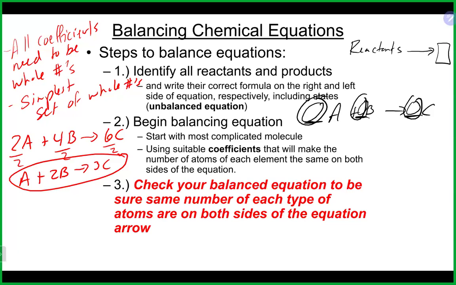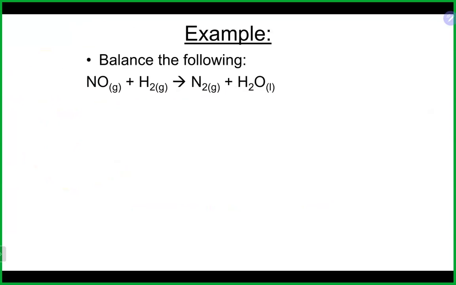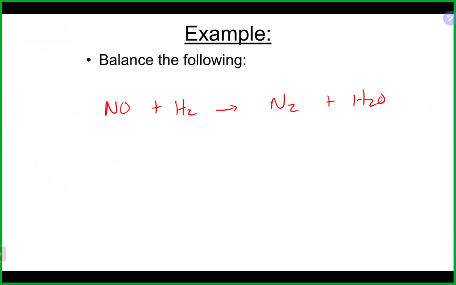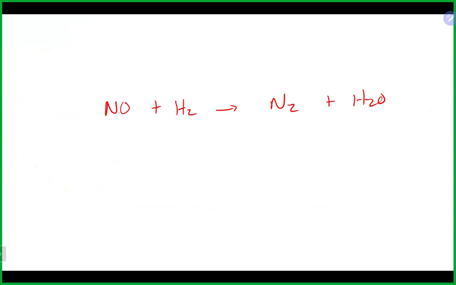All right. So let's take a look at one here together, and I'll explain my way of going at it. Let me just rewrite it here: NO plus H2 gives N2 plus H2O. We're going to balance this. I personally think it's very helpful to make a little table as you're balancing. There's the reactant side, the product side, and we have three elements: nitrogen, oxygen, and hydrogen.